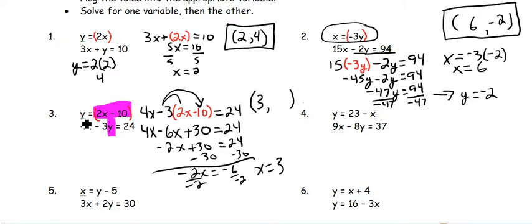I need to find my y. So I take my y equals 2, and then I'm just going to go ahead and write this. 2 times 3 minus 10. That's 6 minus 10, which is negative 4. And I'll put that up here, negative 4.